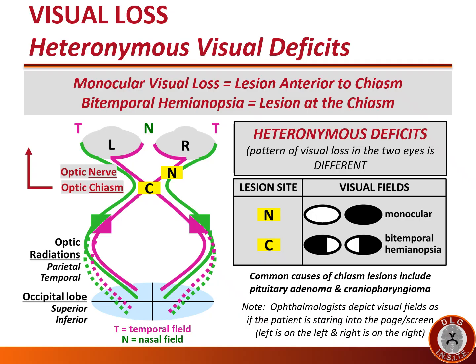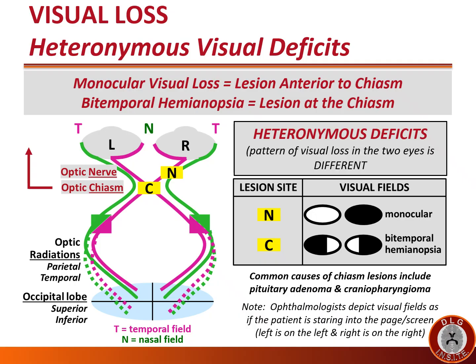So let's look again at the visual pathways, this view from the top of the head, axial view. And you see that the optic nerve, labeled with N, comes from one eye. So if one has an optic nerve problem, the patient will have monocular visual loss. And it will be heteronymous, different in both eyes. The left eye is normal in this case. The right eye is not normal.